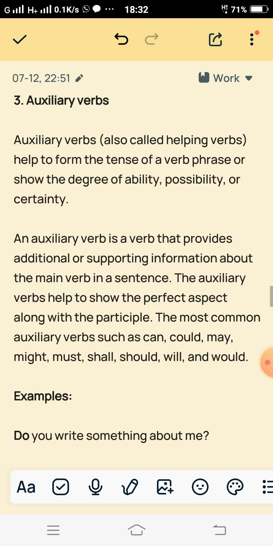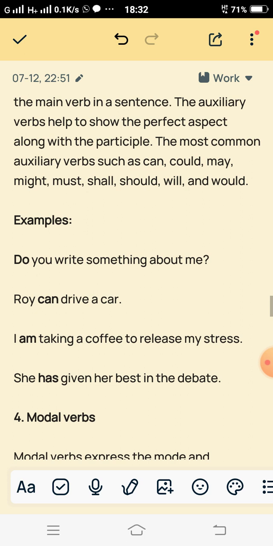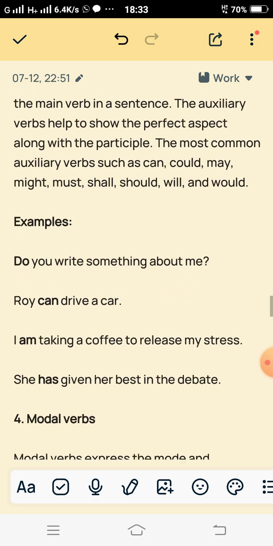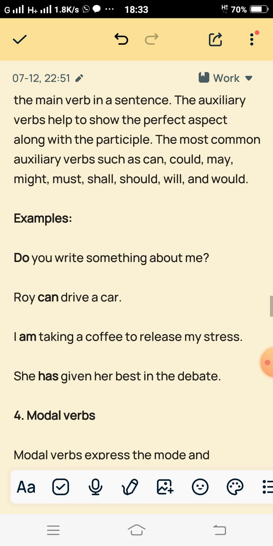So, auxiliary verbs help to form the tense of a verb phrase, or show the degree of ability, possibility, or certainty. Examples: Do you write something about me? Roy can drive a car. I am taking a coffee to release my stress. She has given her best in the debate.